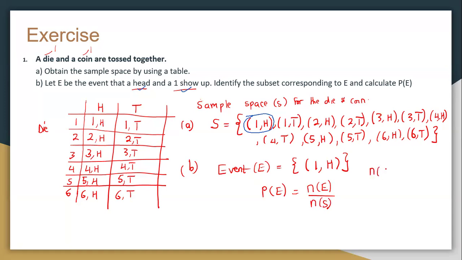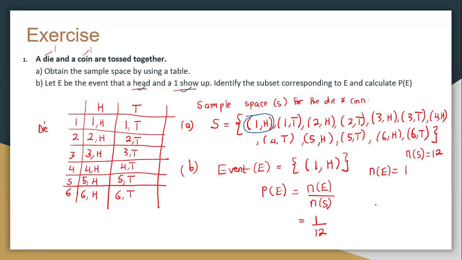So within the event, we are going to calculate how many outcomes we have. You can see that we have only one outcome. Then when you count how many numbers we have within the sample space, the possible outcomes, you notice that we have 12 possible outcomes. So here we shall say that our event is 1 out of 12.